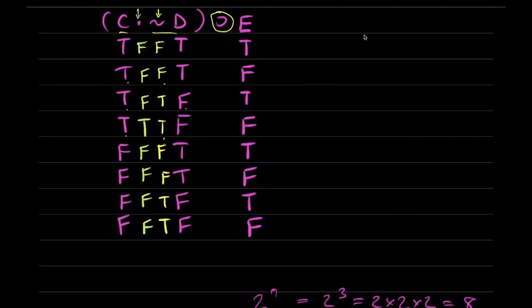So now we are in a position to get the values underneath that horseshoe, the main operator of the statement. But this is where you have to be really careful not to make a mistake. So if that is the main operator, the column underneath the horseshoe, you need to make sure you're drawing from the correct two columns to get the values for that horseshoe. And in this case, that horseshoe is connecting this entire statement in parentheses with the letter E.